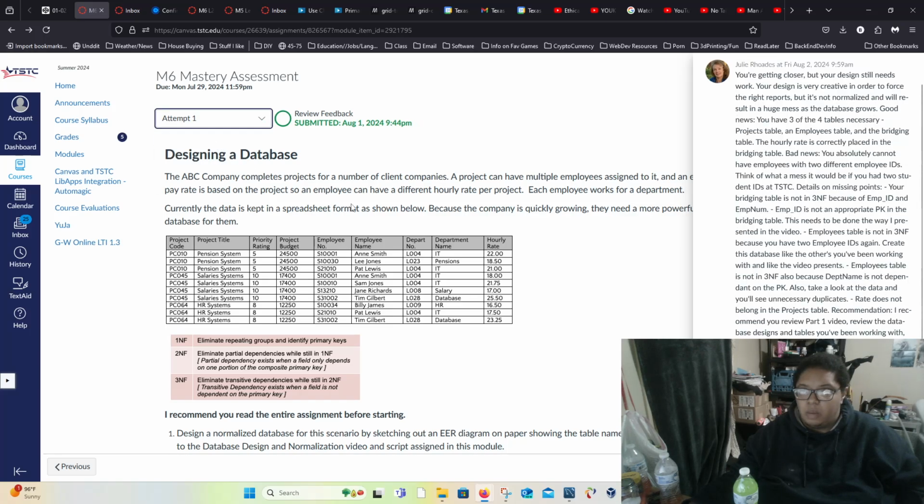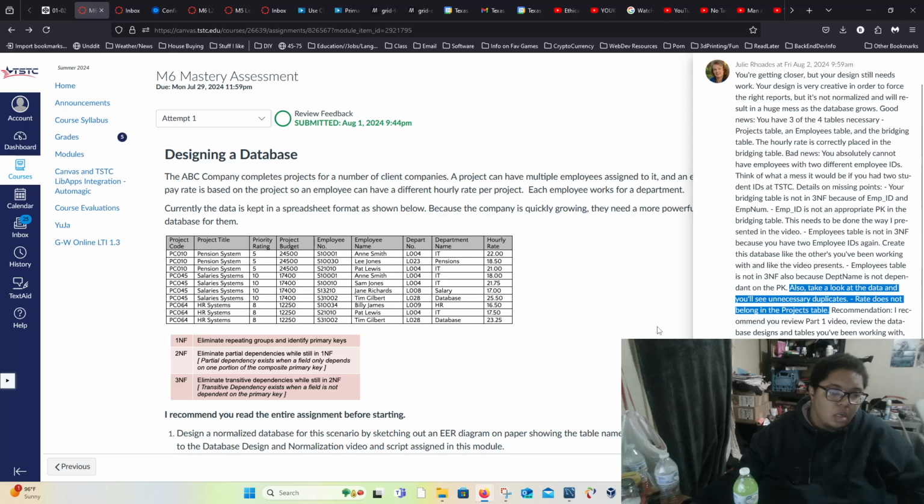Because my first attempt, let me see, and I didn't mean to, yeah, here it goes. Also take a look at the data. You'll see unnecessary duplicates. Rate does not belong in the projects table.